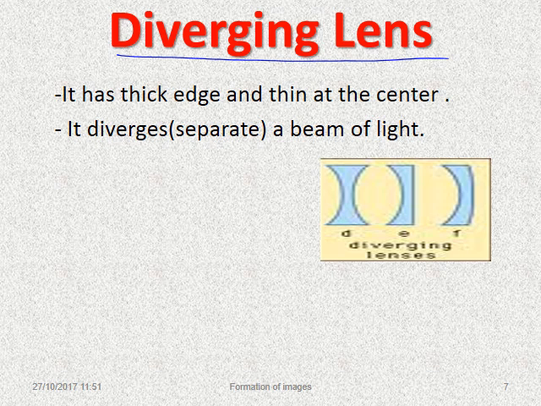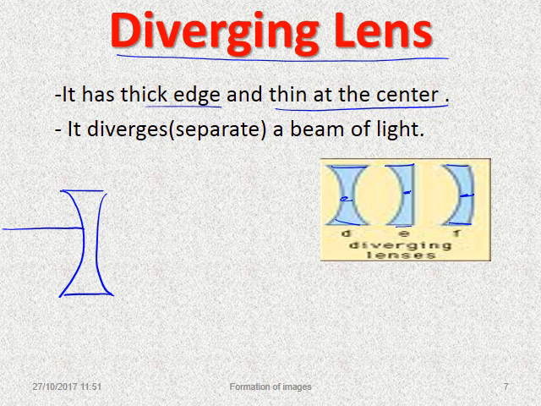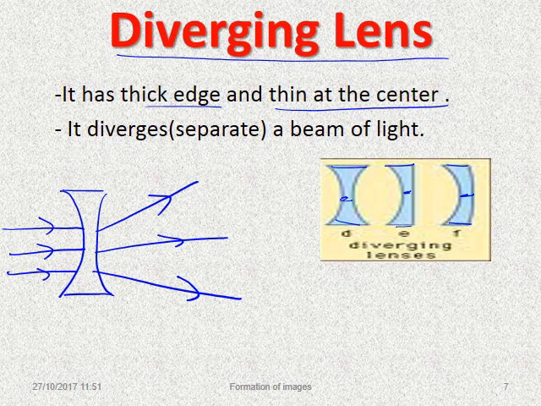Diverging lens. It has thick edge and thin at the center: thick, thin, thick, thin. It diverges a beam of light. Diverge means separate.